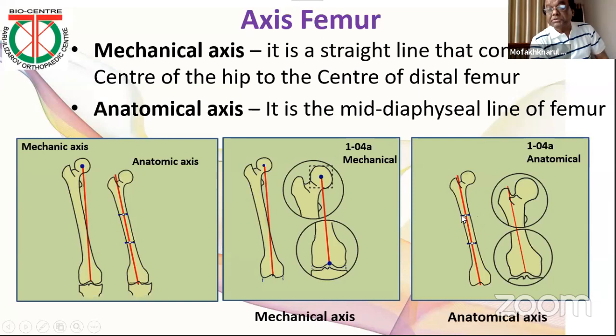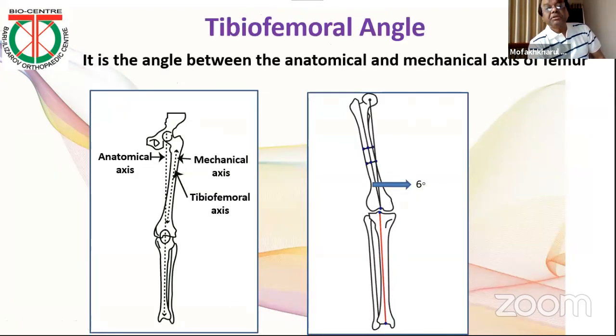Take two or three points from here, cortex to cortex, cortex to cortex, and then you draw a line through the center. This is your anatomical axis. The mechanical axis, call it the weight-bearing axis, goes from the center of the hip to the center of the knee. And next you can see here the tibiofemoral angle. If you do any surgery, not only Ilizarov, you should know all these angles.